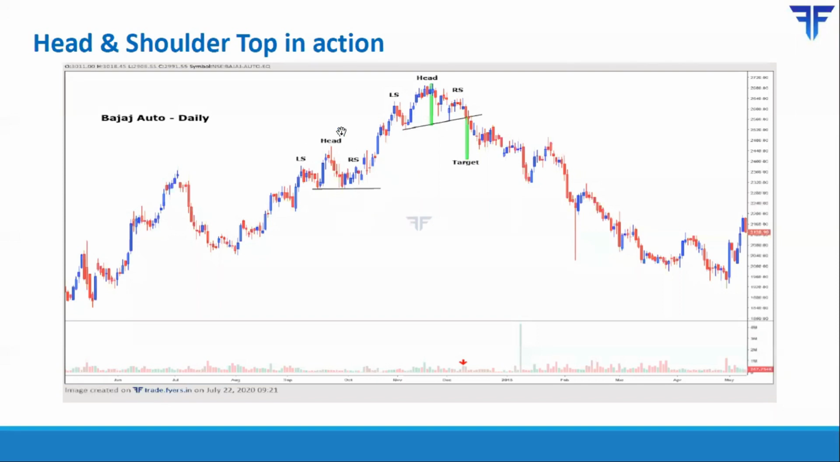Now there is another head and shoulder that formed over here. I've added this purposely to show that you should not be trading a head and shoulder until price breaks below the neckline.